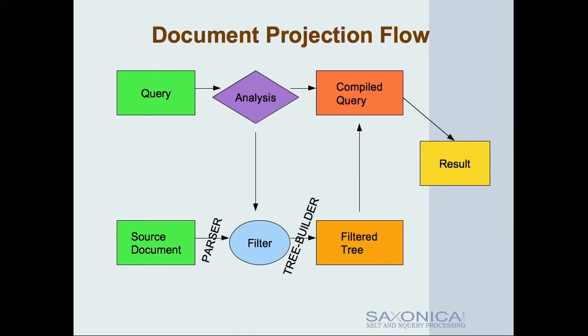And that path map is then used to filter. You inject a filter in between the XML parser and the tree builder, so that the events coming out of the parser are filtered, and only the ones that are relevant are used for building the tree. And you build a subset of the tree. Then you run the compiled query against that filtered tree, and if you've got the analysis right, the query produces exactly the same answer as it would have produced against the full document.